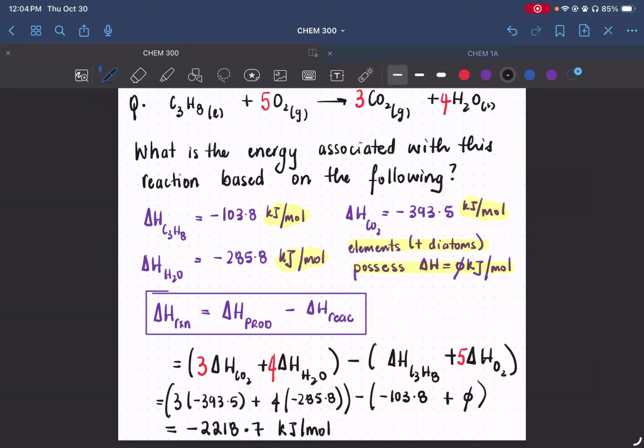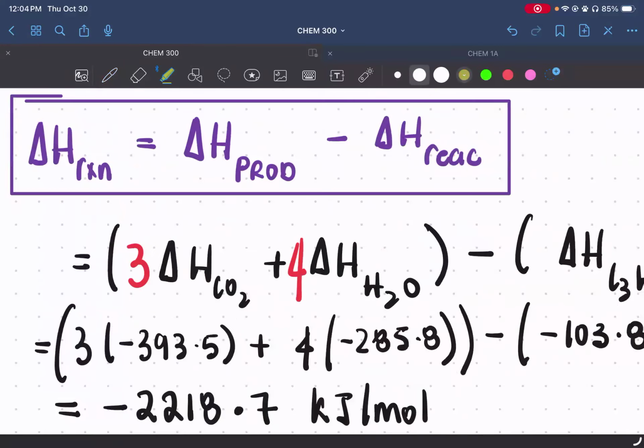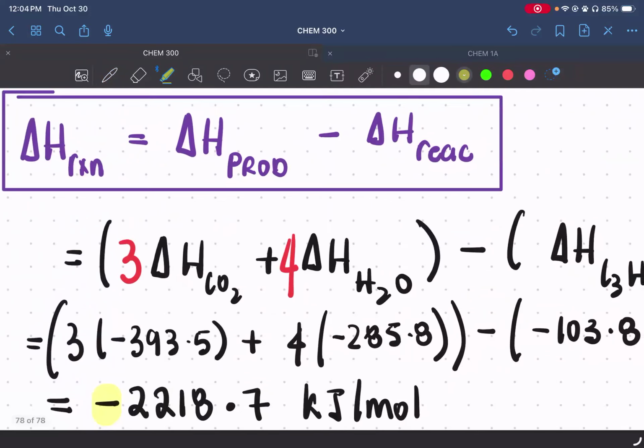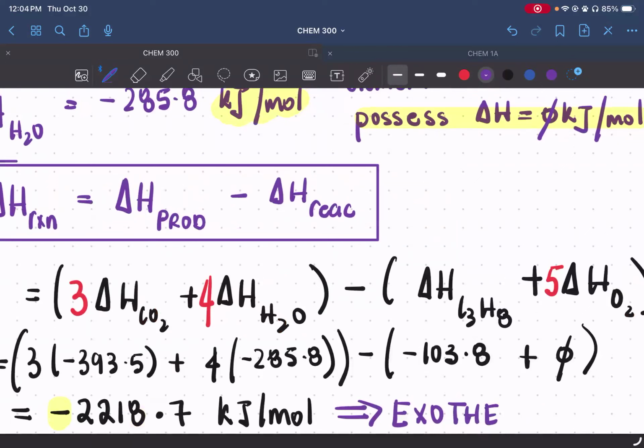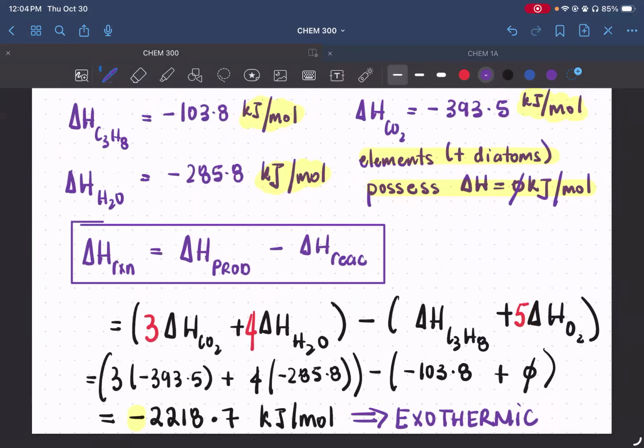What else can we deduce about this reaction? Well, the fact that it is overall negative is what tells us this is an exothermic reaction. The fact that the energy is negative overall is what tells us this is an exothermic reaction. It releases heat overall. Energy exits.